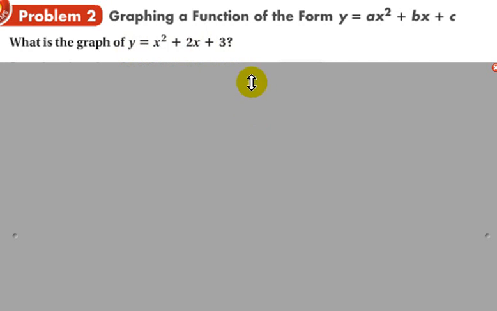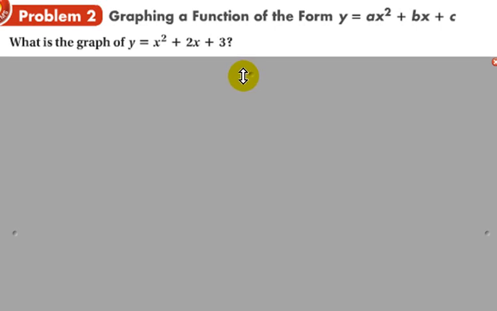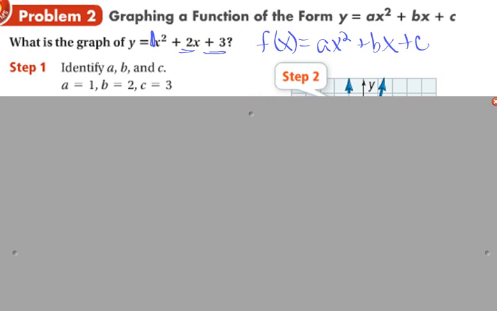So step 1 was to do what? Find A, B, and C. So what is my A here? Let's write the original equation. What is it? f of x equals ax squared plus bx plus c. So my a value becomes, I heard someone say it, 1. So my a is equal to 1. What's my b equal to? 2. And what's my c equal to? 3. So a is 1, b is 2, c is 3. So there it is in the step right here.